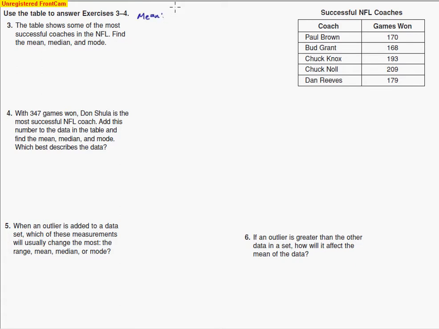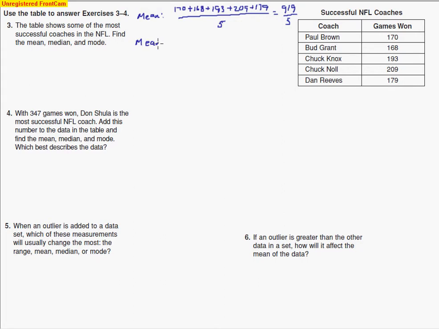We'll just add up all the numbers. So we take all these numbers, 170, 168, plus 193, plus 209, plus 179. We add up all those numbers, and then we divide by the number of numbers. So we're dividing by, in this case, 5. And so we go ahead and do that work. When I add up all those numbers, I ended up coming up with 919 wins from all of those 5 coaches. And we divide it by 5, and that gives us our average, or our mean.